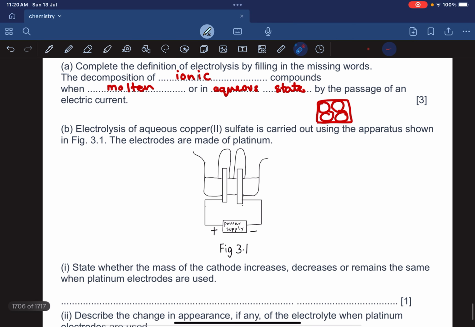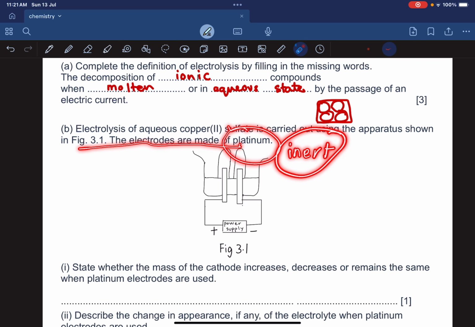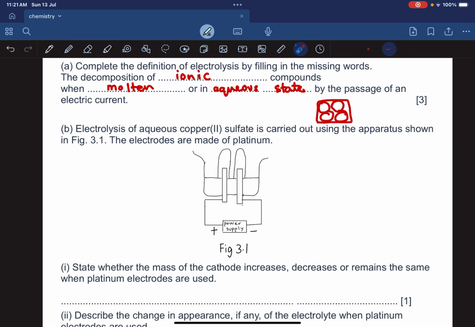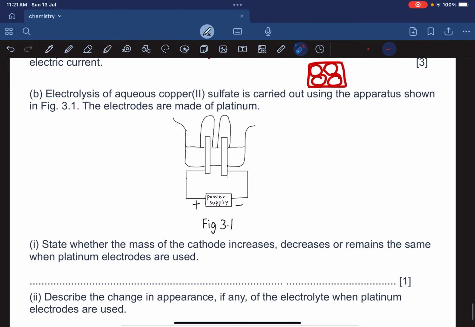Electrolysis of aqueous copper sulfate is carried out by using the apparatus shown in figure 3.1. The electrodes are made of platinum. Okay, platinum is an inert substance, so you can make your electrodes out of platinum. The products won't react with your electrodes. Obviously, if your electrodes are reactive, then if you form chlorine or any other thing on the electrodes, it would be reacted, would be used up by the product, okay? So you always need to have inert electrodes, okay?